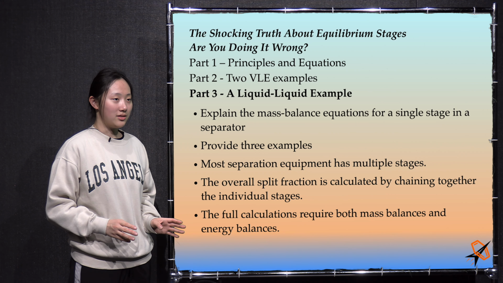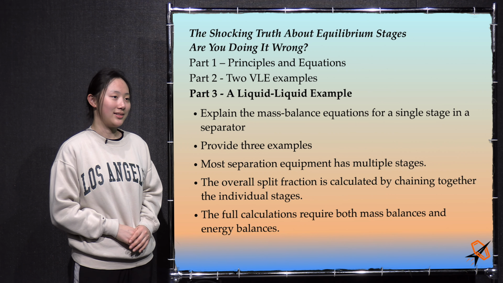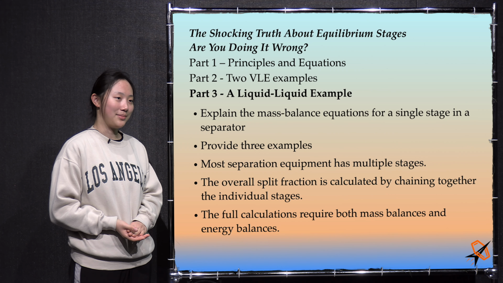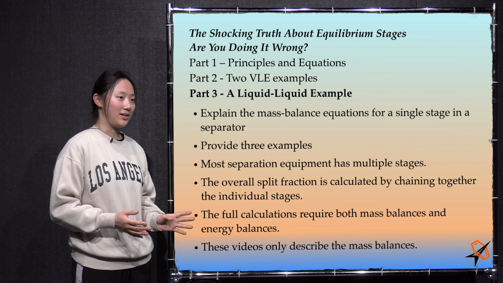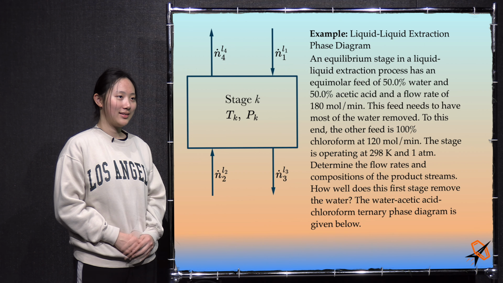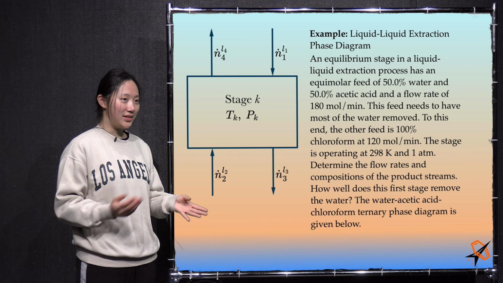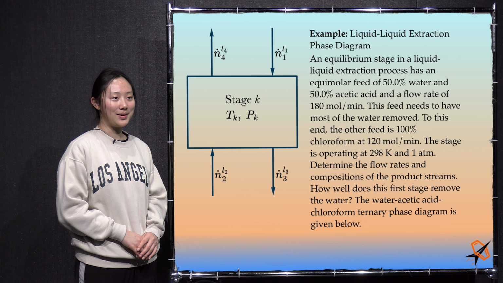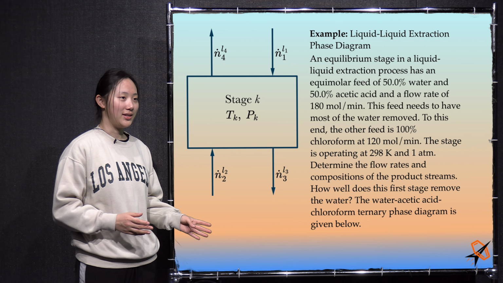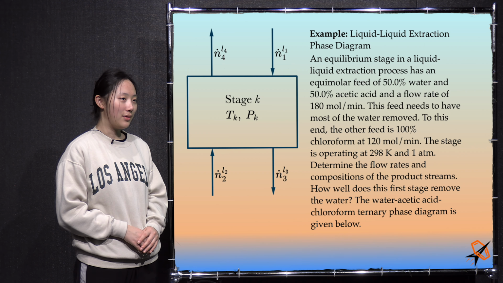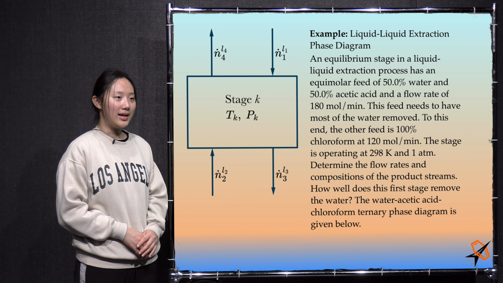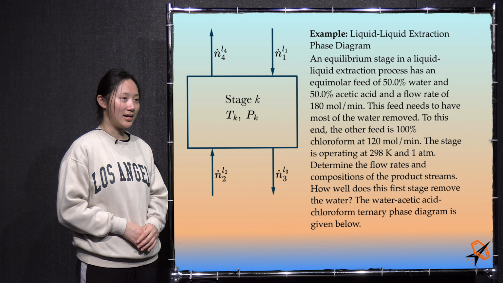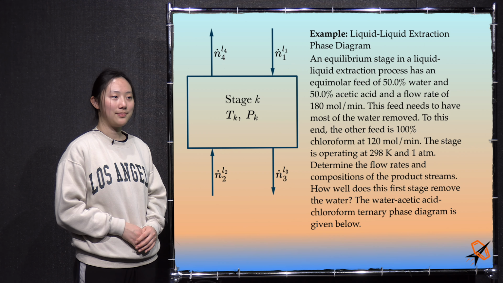The full calculations require both mass balances and energy balances, but the full calculations will have to wait for us to cover the first law of thermodynamics. These videos only describe the mass balances. The third example is a liquid extraction stage with a 2-liquid equilibrium using a ternary phase diagram. You will note that we've relabeled the inlet and outlet flows with L1, L2, L3, and L4 instead of liquid and vapor. That is because we have 2 liquid phases coming in and 2 liquid phases exiting.